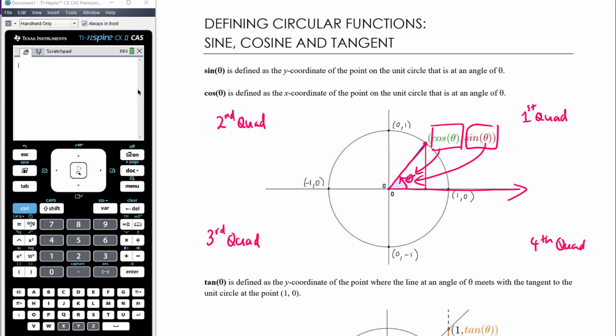Okay, so I'm just going to pause the video here and switch over to a different program for a minute so we can explore those definitions a little bit further.